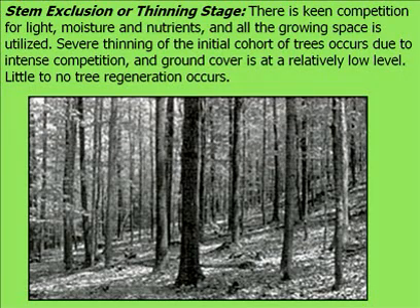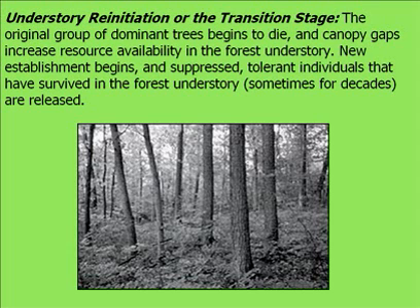Once that original group of dominant trees begins to die, the canopy opens up a little bit more, and other seedlings are able to receive more light. This is called the understory reinitiation or transition stage. You end up with new species coming in. In other words, you'll have shade-tolerant and shade-intolerant species coexisting, and some of those suppressed individual species are able to get their shot at sunlight.